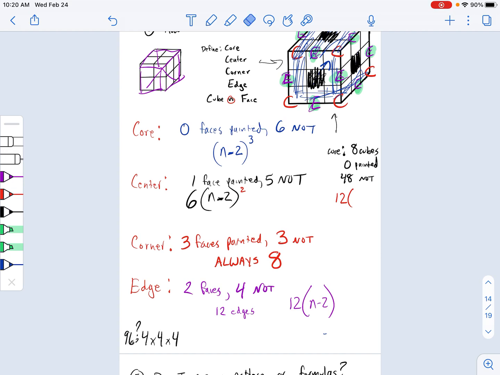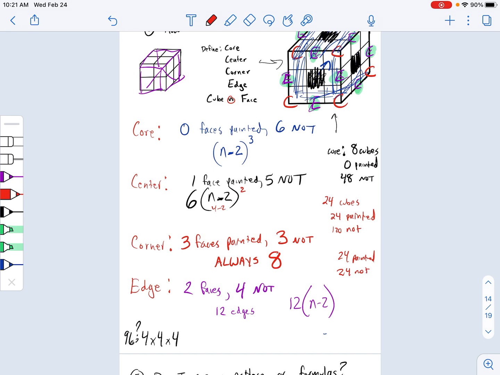Okay, so what am I doing? Oh, dear. So I'll have 6 times, what's 4 minus 2? That's 2 squared, so 6 times 4. So I'll have 24 cubes, remembering to specify between cubes and faces. So one face painted, that's 24 painted, and 5 times 24, 120 not painted. Okay, the corners, I'm always going to have 24 painted and 24 not painted.